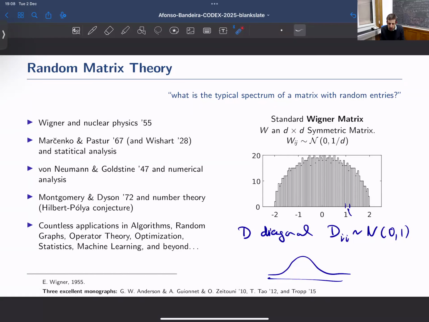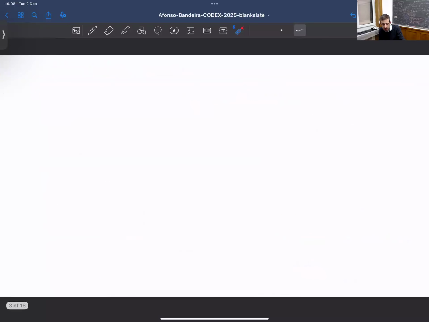Now, to study general classes of random matrices, the tools are a bit different from classical random matrix theory, where you study very precisely models like the standard Wigner matrix. But there are very nice inequalities. Many of you may have interacted with some of them; they usually go by the name of matrix concentration. So let me show you some examples.